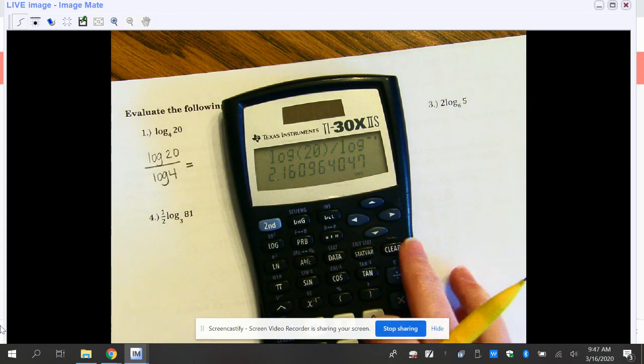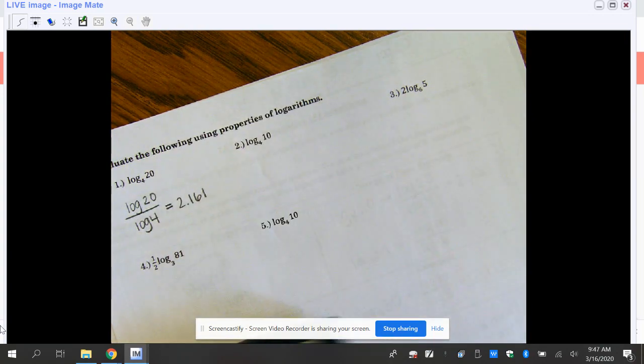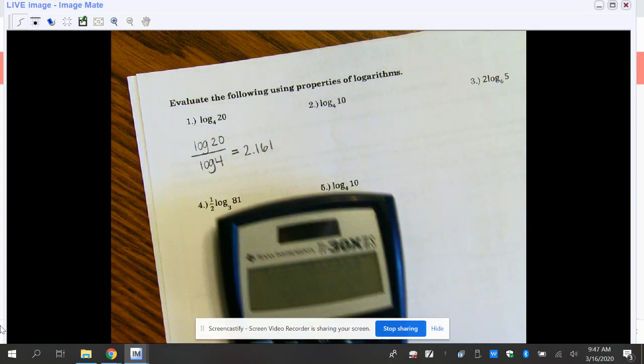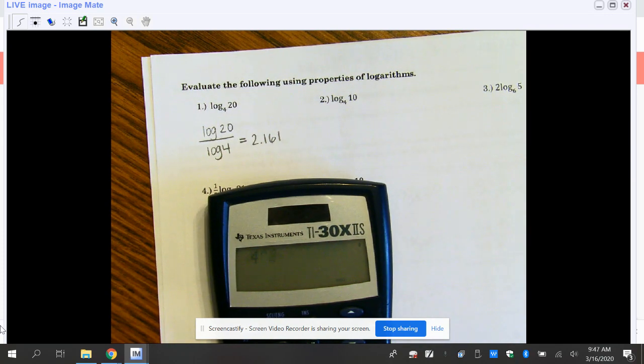2.161. Again, you can check your answer. If you can visualize that as an exponent, you should be able to type in 4 to the 2.161 power and get something pretty close to 20.